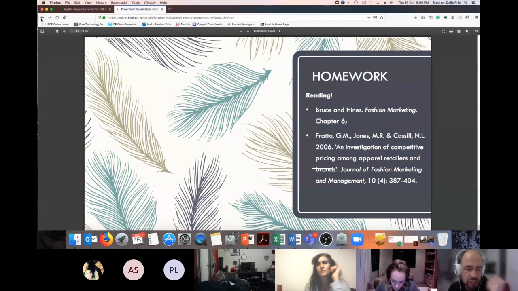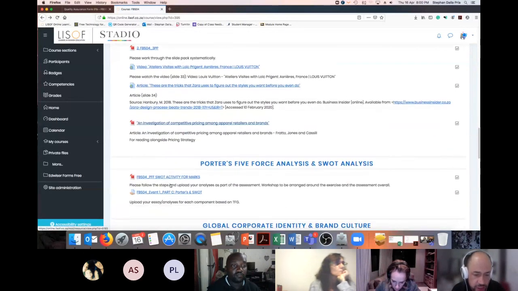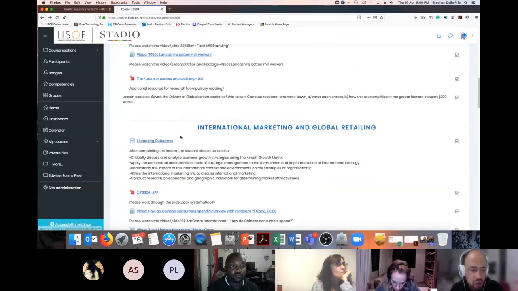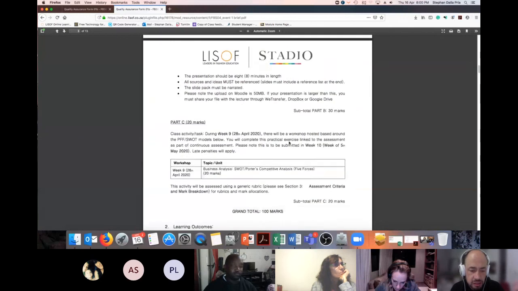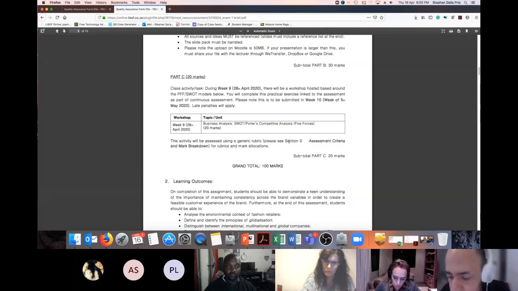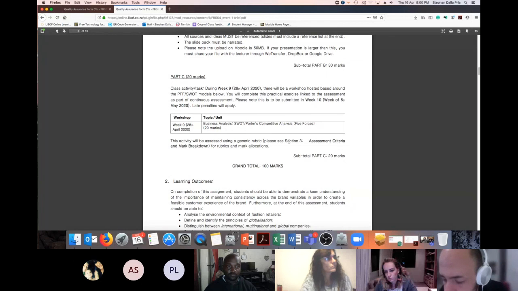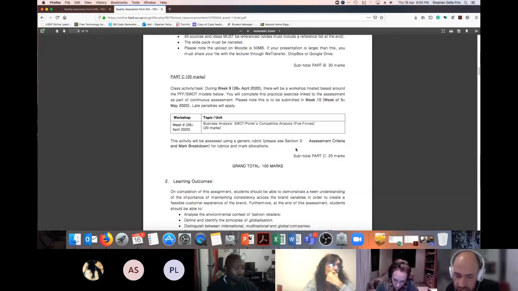Let's quickly go back to the page. There's an article here, an academic journal entry. And then let's quickly go back to the event brief. Part C. It's a class activity, but for you, obviously, it's an individual activity. There will be a workshop hosted based around the PFF SWOT models below. How many of you are familiar with the PFF SWOT models? If you've got a rudimentary understanding, okay, that's why I'm doing it with all of you. Every piece of business analysis has a SWOT in it, and every competitive analysis has Porter's 5 forces in it. Your job is to go and do that.